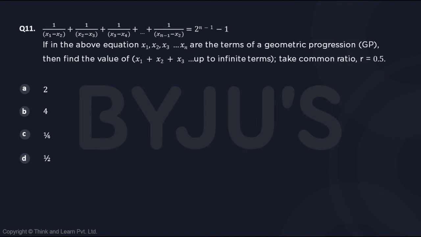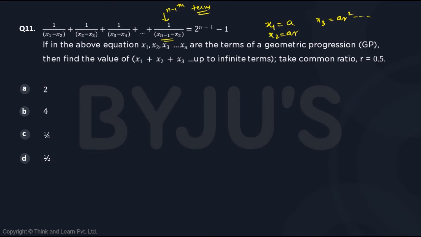Okay, so here we have a very nice question where we basically say that x1, x2, x3 are all terms of a geometric progression. So let's say x1 equal to a, so x2 should be equal to ar, so x3 should be equal to ar square, and so on. So we have totally how many terms? Please observe, this is the n minus 1th term.